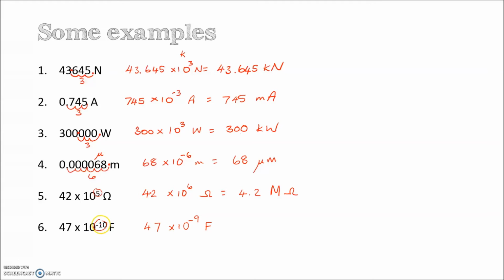So by changing this from minus 10 to minus 9, we're making the whole number 10 times bigger. So we have to make this number in front of it 10 times smaller. So the decimal point will go 1 to the left. Okay, so the engineering prefix for times 10 to the minus 9 is nano. So that will simply be 4.7 nanofarads.